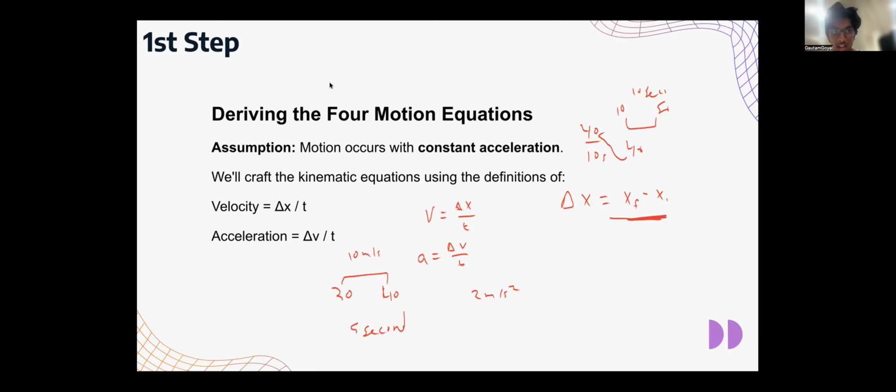Yes. Makes sense. Good. This is very important, right? Without knowing this, we cannot craft our equations.